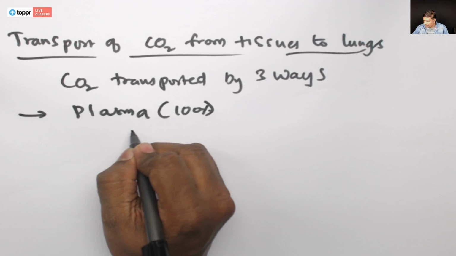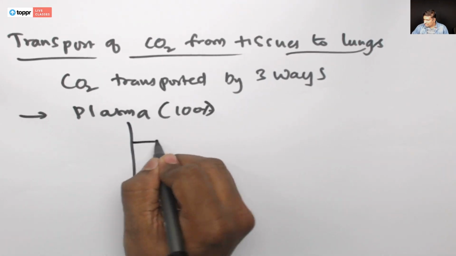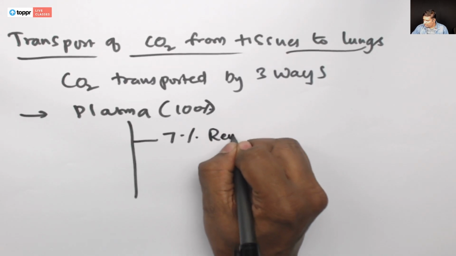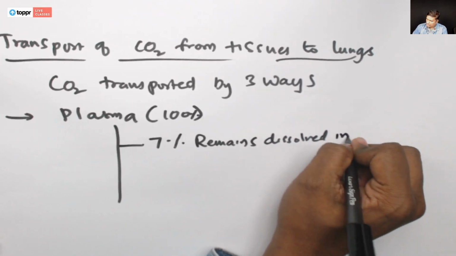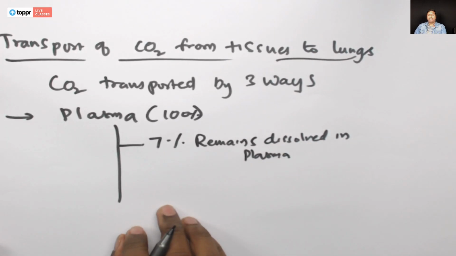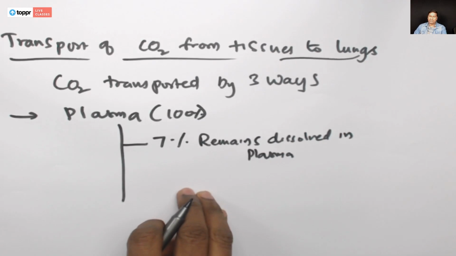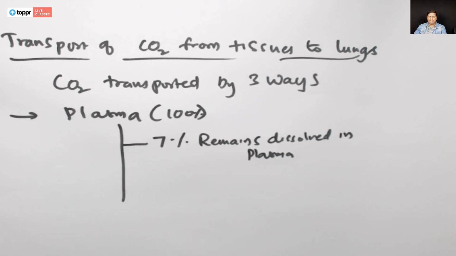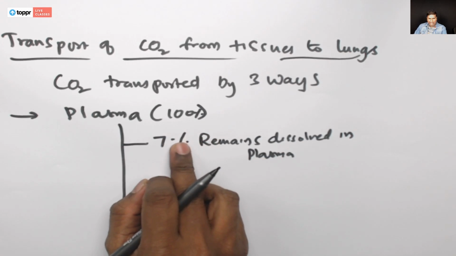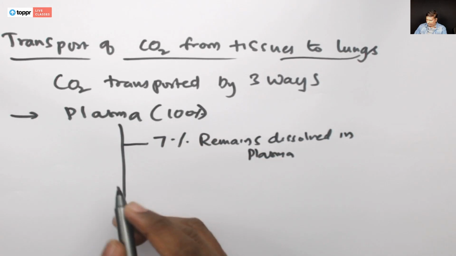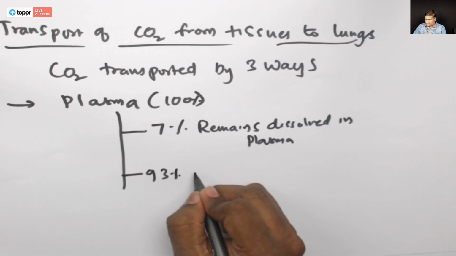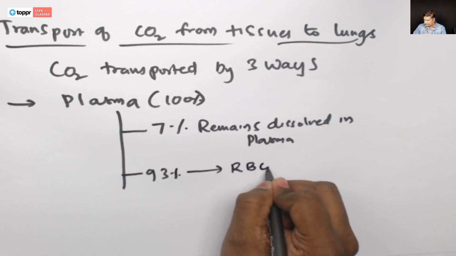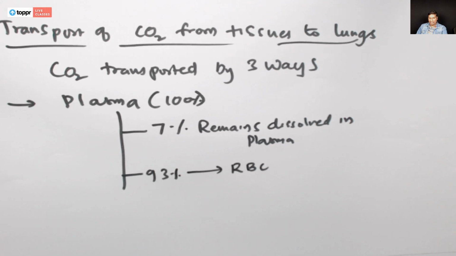Now in this 100% of the carbon dioxide in the plasma, 7% remains dissolved in plasma and it is transported to the lungs directly by the plasma. Since plasma is circulating along with your blood, plasma is very much a part of your blood. So 7% of the carbon dioxide is directly transported along with the plasma. Now what is happening to the other 93 percent? From the plasma, 93% will diffuse into the RBC.